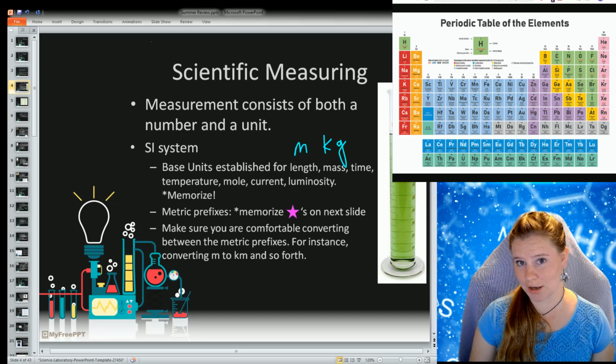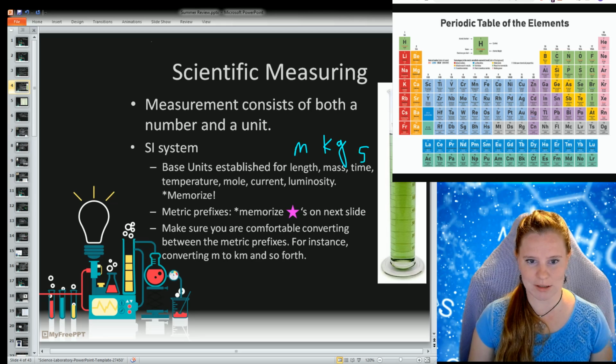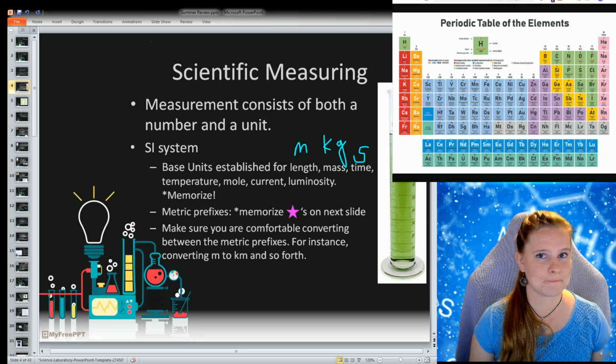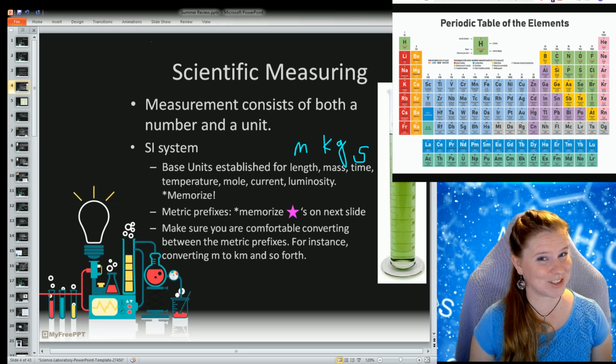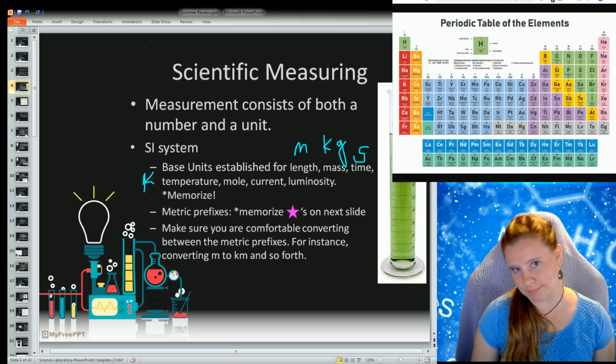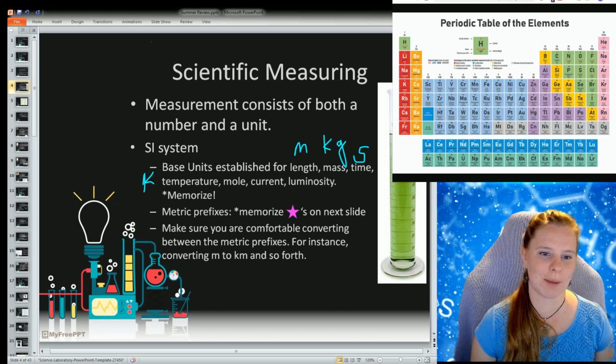Time is measured in seconds, is your base unit. Minutes, everything else is based off seconds. Temperature. If you said Celsius, you're actually wrong. It is Kelvin, because Kelvin goes down to absolute zero. So temperature in Kelvin. Mole is a mole. We'll learn about that next chapter.